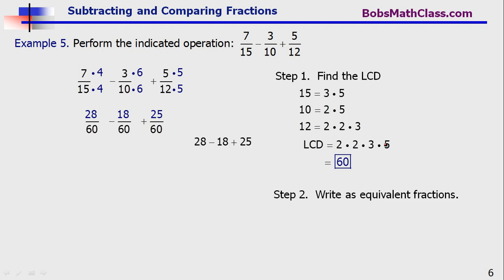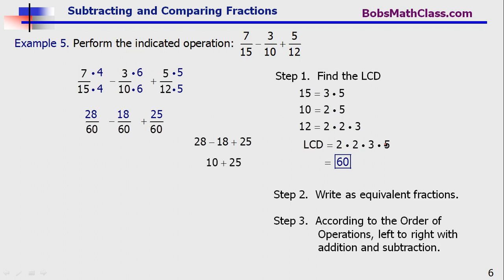Now we can go ahead and work it out. Because all the denominators are the same, we'll go ahead and work out the numerators. 28 minus 18 plus 25. Which one do we do first? The subtraction or the addition? Yeah, you got it. Left to right, right? You didn't say addition, did you? No.